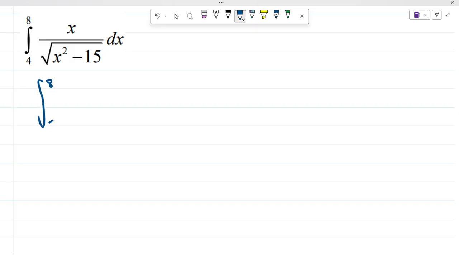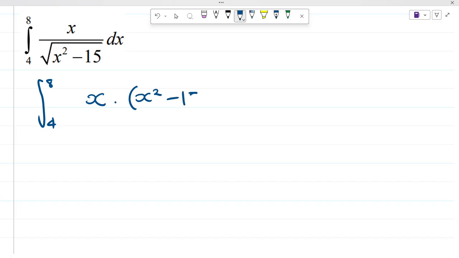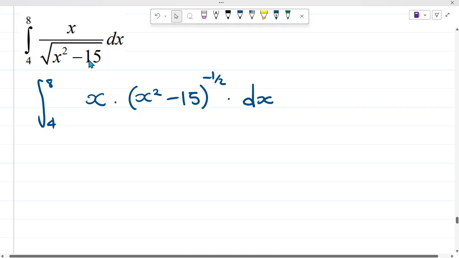So this is going to be the integral from 4 to 8, and then I leave my x here. I take the square root up. It's going to be x squared minus 15 all to the power negative half, and then I put my dx there. So what do I have here? I have my f of x being x squared minus 15. Since f of x is x squared minus 15, then I need to make sure that whatever is outside there is fully the derivative of this, okay?